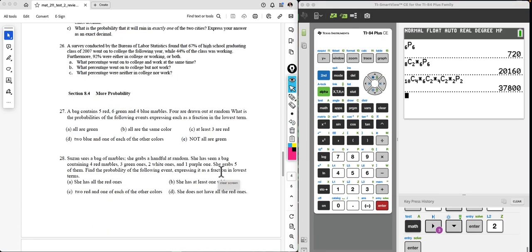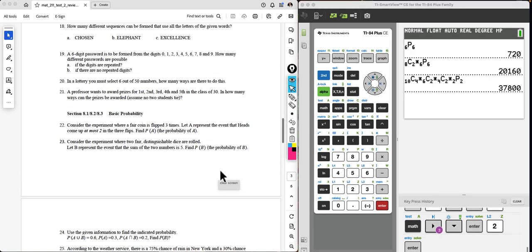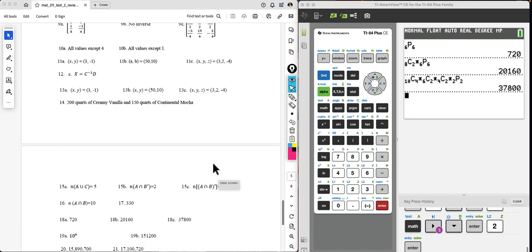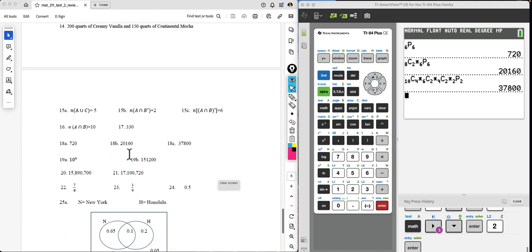Let me just delete this. I'll just go down to the end. What question was that? That was question 18. And when we check out question 18, the answer choices are 270, 20,160, 37,800.